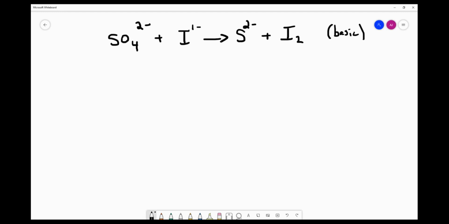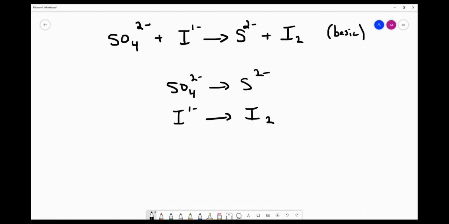Here is the example we're going to use for balancing a redox reaction in a basic solution. Our first 4 steps are going to be the same as with an acidic solution. We're going to split the reaction into its half reactions. We're going to balance all of the atoms other than hydrogen and oxygen. We'll balance the oxygens by adding water molecules. And we'll balance the hydrogens by adding hydrogen ions. Take a moment, pause the video now, and see if you can do those first 4 steps just like we did in the previous example.